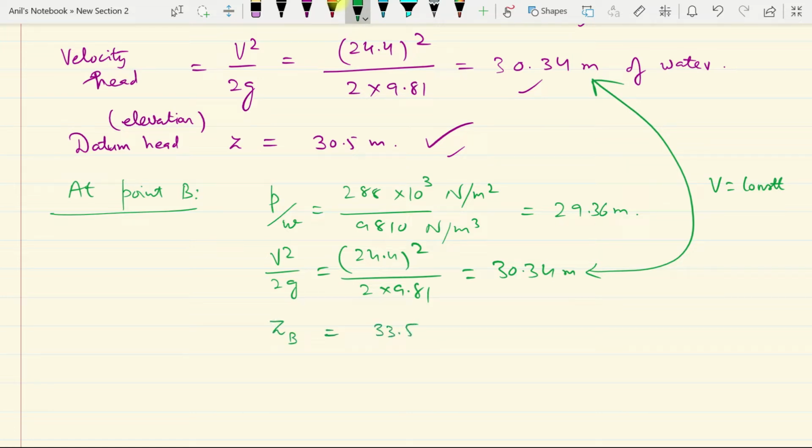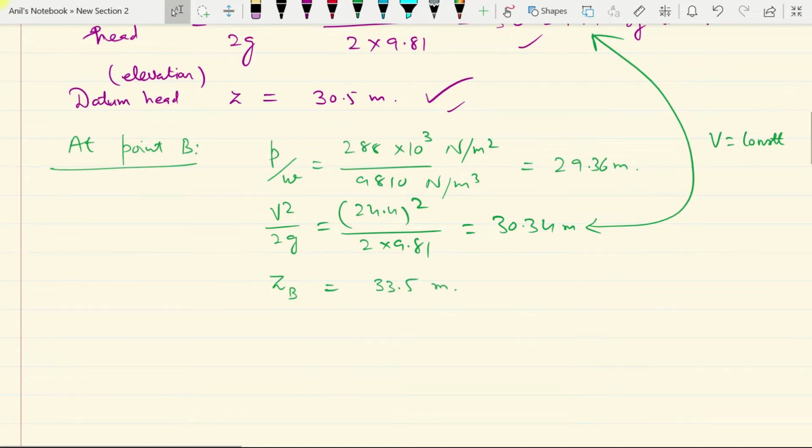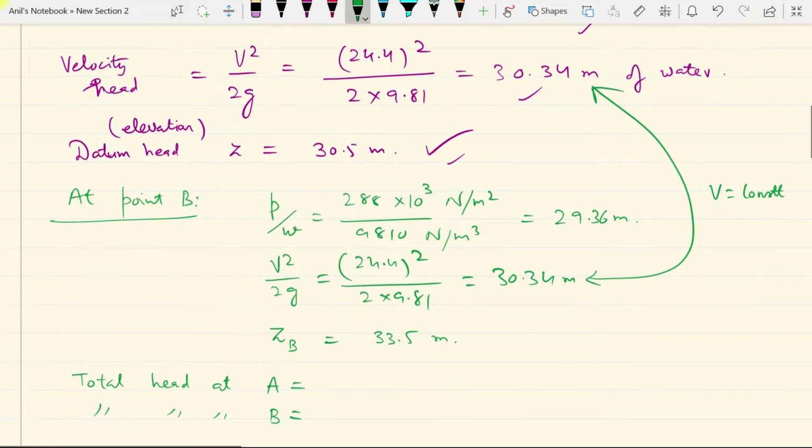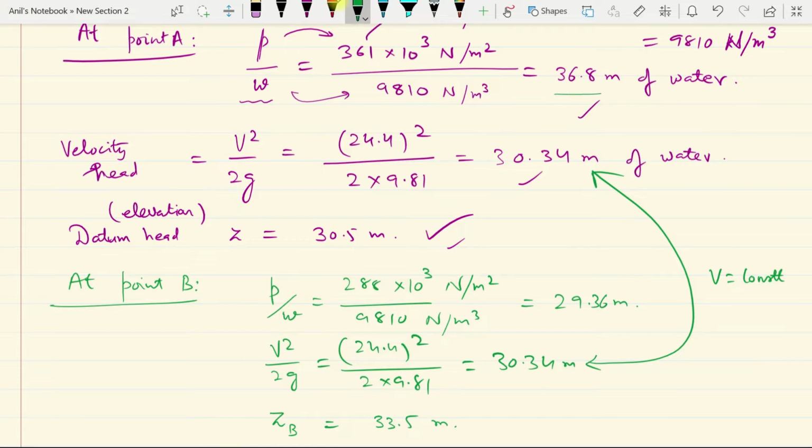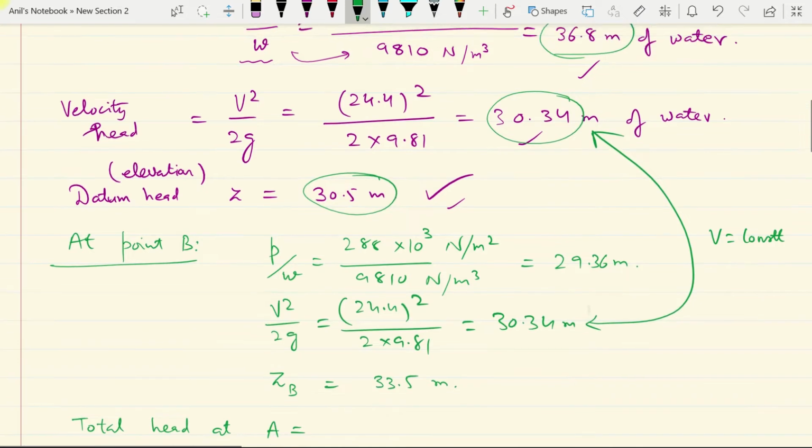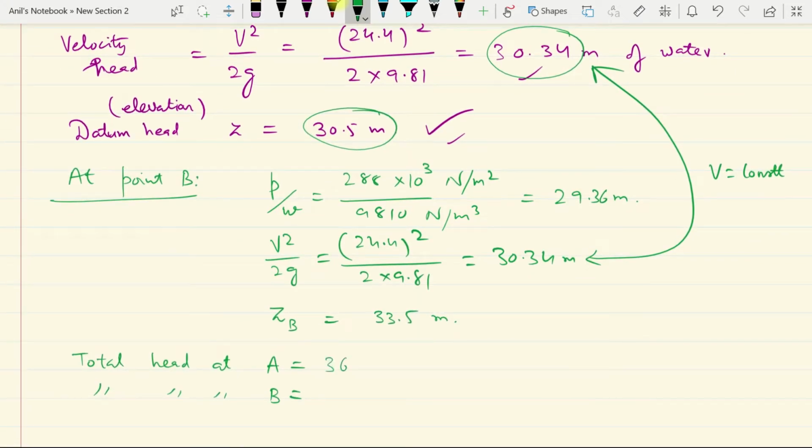It is given as 33.5 meters in the question. Now calculate the total head at A and at B. At A it is the sum of all the three heads, that is 36.8, 30.34 and 30.5. Just take the total of these three values: 36.8 plus 30.34 plus 30.5, so we get 97.64 meters.